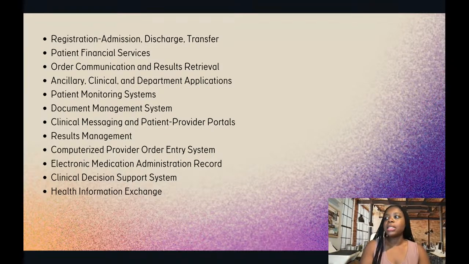All of these different areas play a very important role in an EHR. I'm not going to go through all of the details of each one. That's something that I cover in my course, but this is just a list for you guys to see the components of an EHR and understand that you want to know what these components are. Okay.